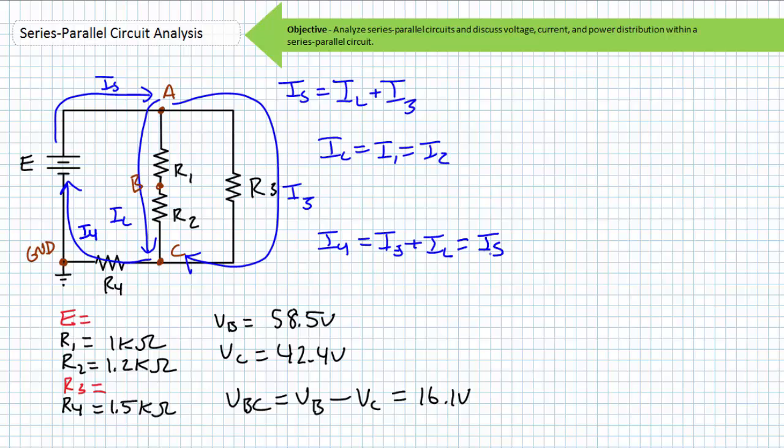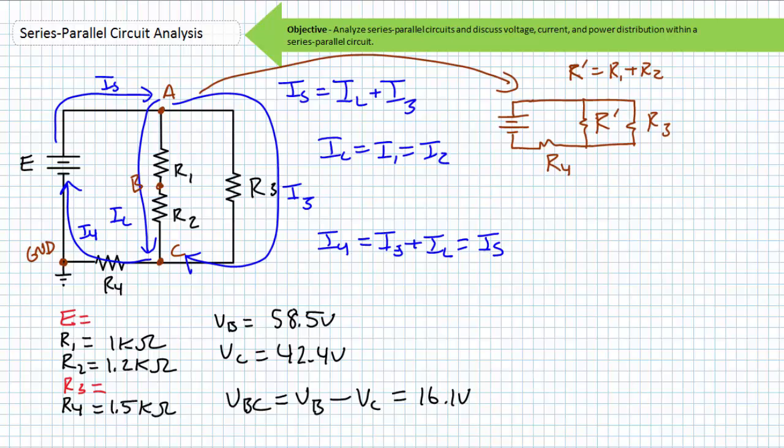The series combination of R1 and R2 could be replaced by an imaginary resistor I'll call R'. R' is in parallel with R3, and this parallel combination will experience the same voltage drop. VR' equals V3. Since R' is composed of R1 and R2 in series, it stands to conjecture that V1 plus V2 equals VR', which equals V3.